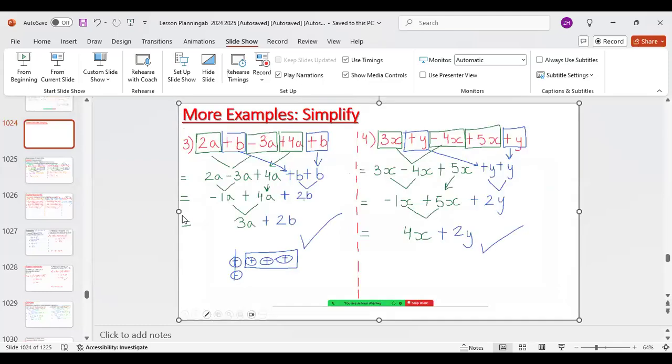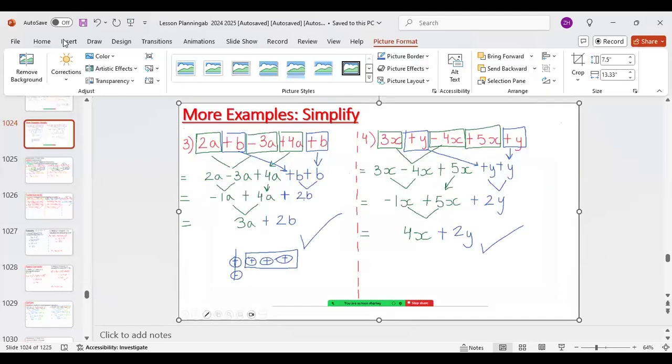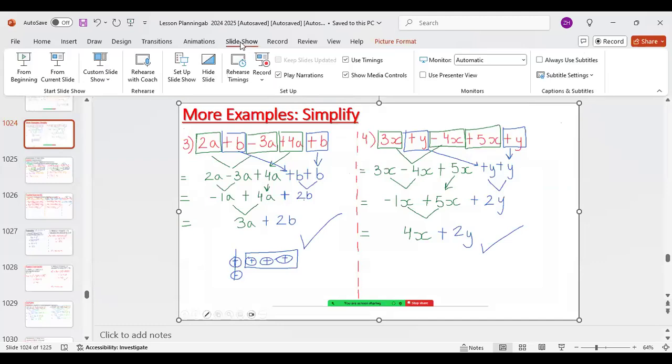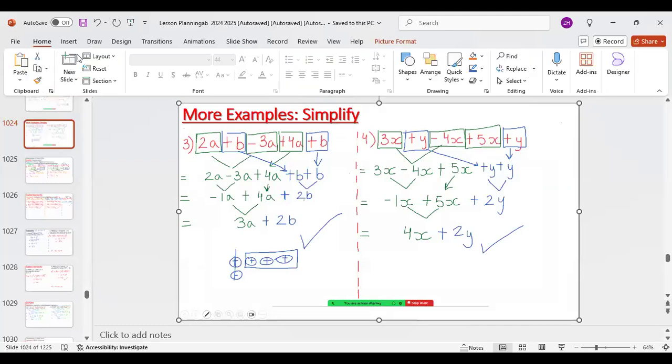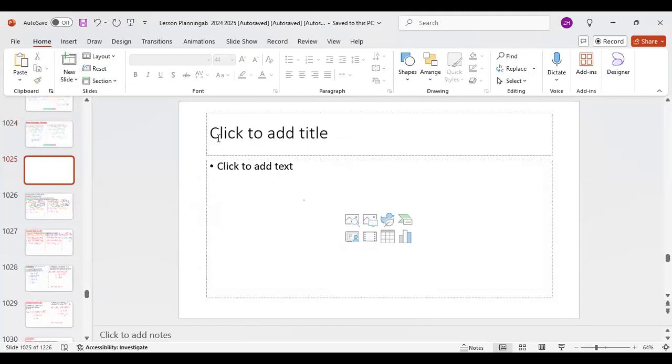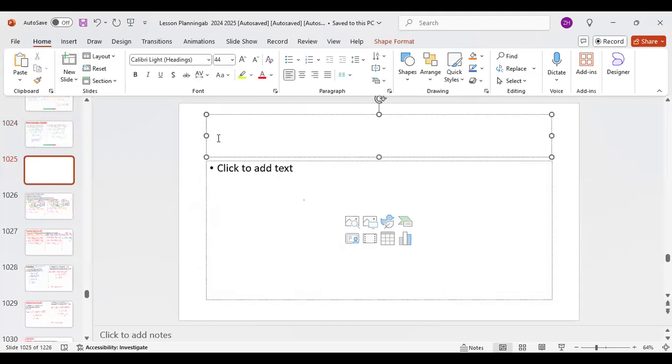Take a picture of this and send it to me via WhatsApp, please. Okay, let's do 2 more. Some more examples. And if you do not understand, please let me know. Do not have me doing the examples and you still don't understand. If you do not understand, please let me know. More examples, simplify.